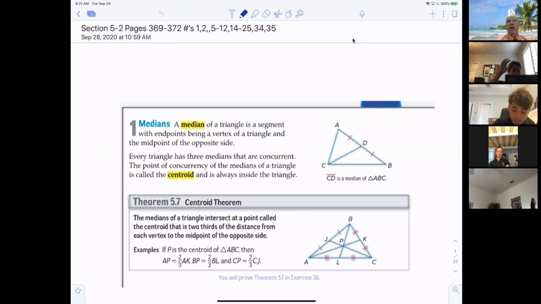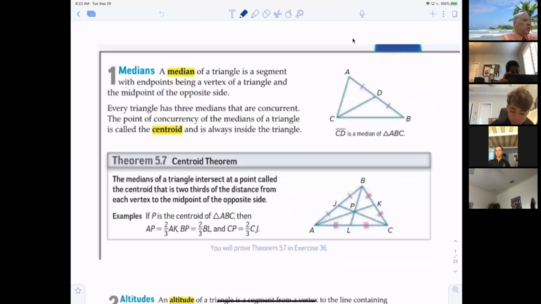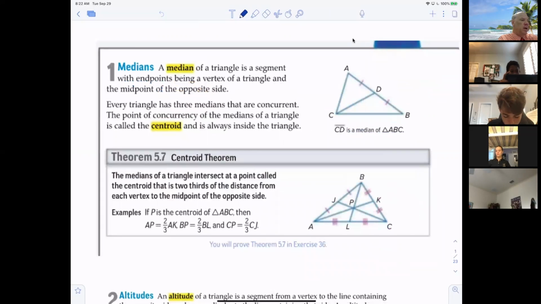I have lots to show you about the centroid. The centroid is kind of cool, actually. So here we go. These are the types of things that I would like you to know. The median of a triangle is drawn from the vertex to the midpoint of the opposite side. That's what a median is. It's not the angle bisector. This is equal to this. So you bisect AB, and then you draw from C to D.